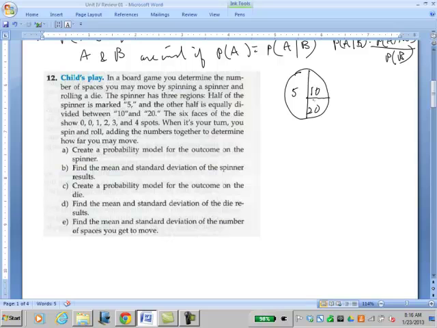Okay, so we're going to make a probability model, and we're going to call it capital S. Then we're going to have some little probabilities: little s and the probability of little s. So we have 5, and the probability of 5 is 0.5. And we have 10, and the probability of 10 is 0.25. And the probability of 20 is 0.25. That's the probability model right there. So this is A. Now find the mean and standard deviation.